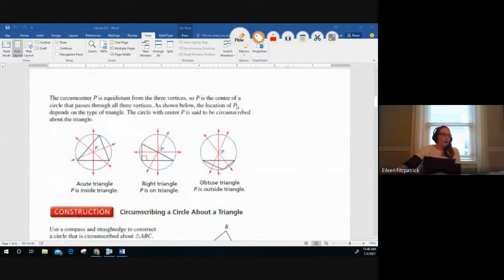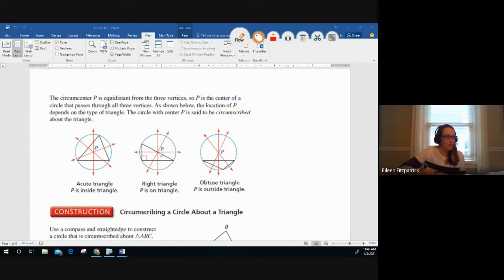All right, next it says the circumcenter P is equidistant from the three vertices. So P is the center of a circle that passes through the three vertices. So, okay, we have P, that's your circumcenter. And then if we were to draw a circle around the triangle so that the three vertices all sit on the circle, right? So there is your circle. It says that P is the center of that circle.